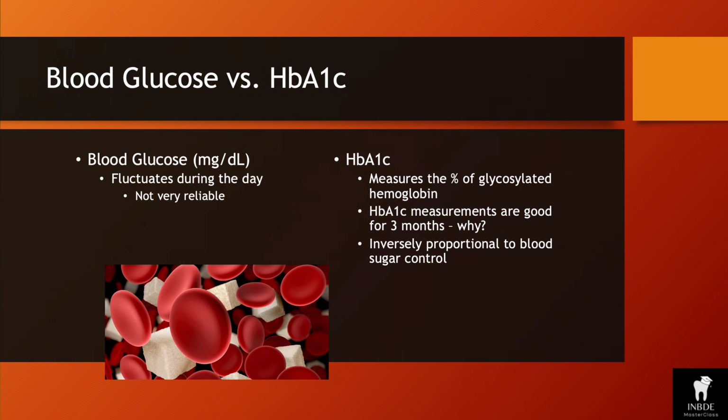I also want to talk about blood glucose and HbA1c a little bit. So blood glucose is measured in milligrams per deciliter. It's not a very reliable measurement in terms of diabetic control because it's going to fluctuate throughout the day. HbA1c is a lot better. And so this is measuring the percent of glycosylated hemoglobin in our patients. And that HbA1c measurement is going to be good for about 3 months because that is the lifespan of a red blood cell. And so HbA1c is going to be inversely proportional to a patient's blood sugar control.